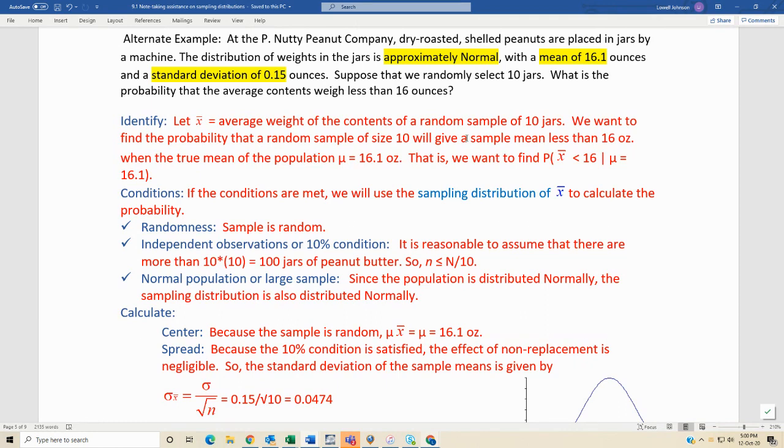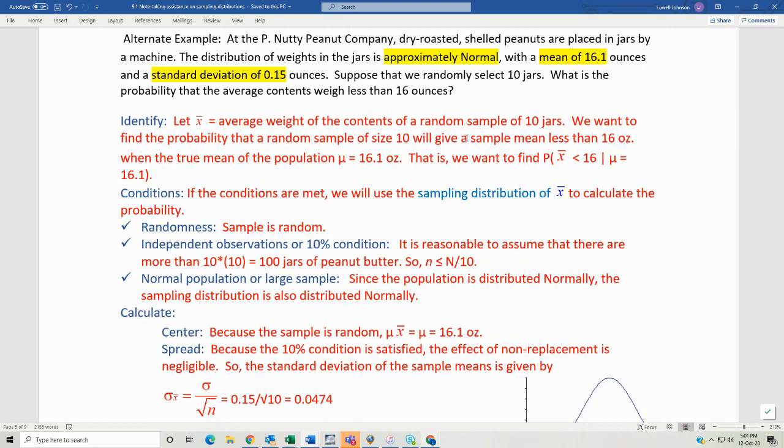Now I check my three conditions. The randomness condition, yes, it says we are selecting randomly, so we've met that. The independent observation, or the 10% condition, well, this isn't independent because we are selecting without replacement. So we have to check the 10% condition. We don't know what the population size is, so we're just going to say this. It is reasonable to assume that there are more than 10 times 10 or 100 jars of peanuts. So our sample size is less than or equal to the population size divided by 10.